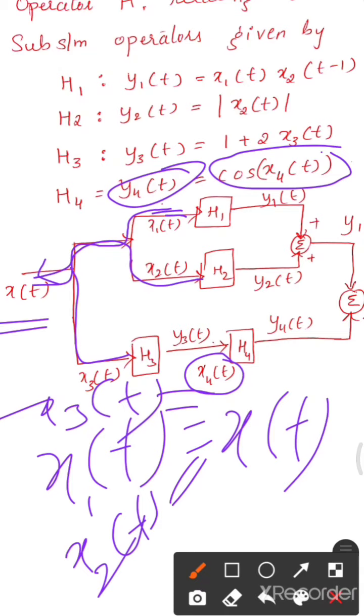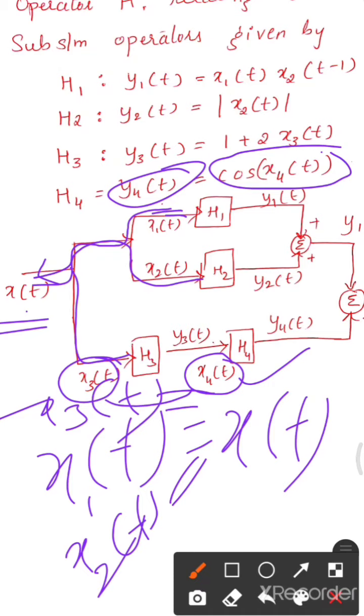to x of t. They have asked us to express all this x1, x2, x3, x4 and so on in terms of x of t only. So our intention should be x4 of t should be made equal to x of t. That instead of x4 of t, what we can do is express in terms of x3 of t.